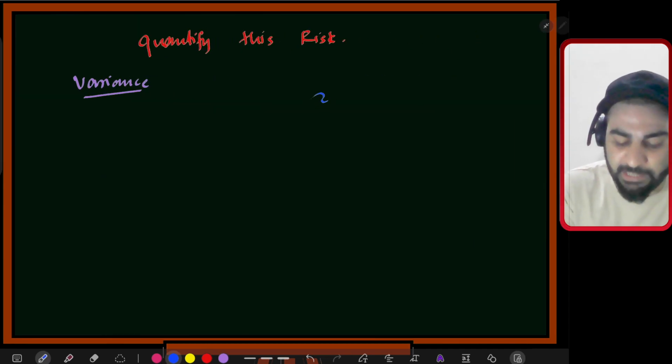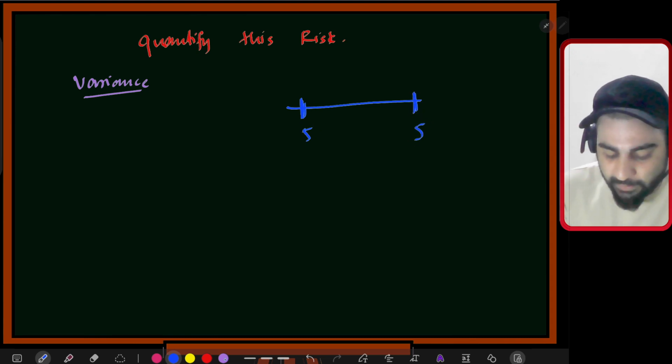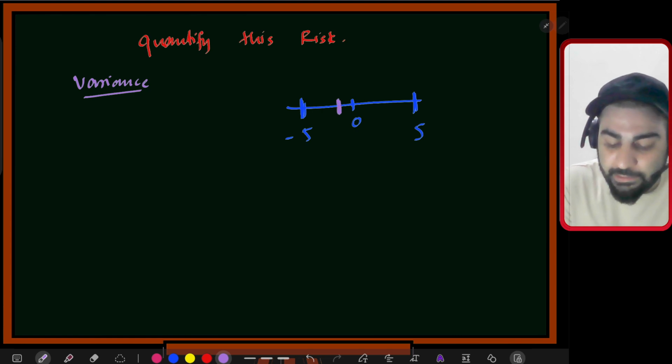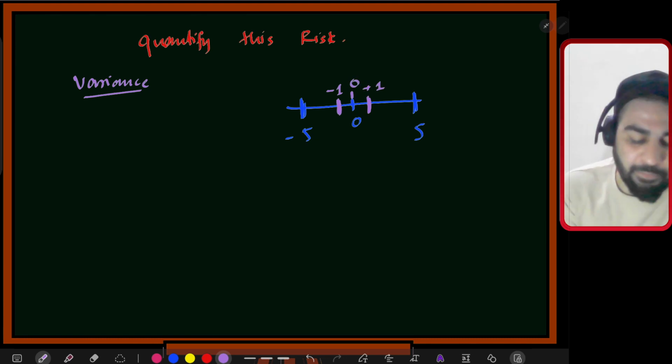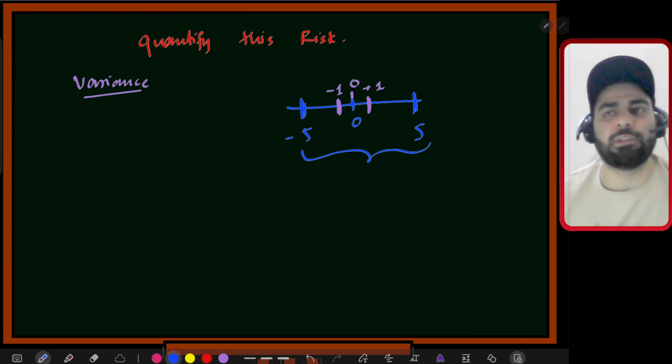Okay, now you see this data. So we had data like this. This is 5 and this is also 5, this is minus 5, this is 5, this is 0, and over here this is plus 1, this is 1, and this is minus 1, this is plus 1. Okay, this is 0. Now we have to come up with a number which will be higher where the spread is high. So for this blue, that number should be high.